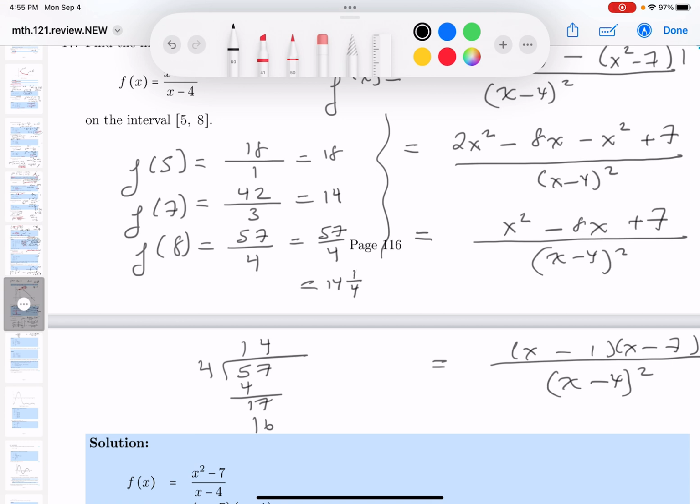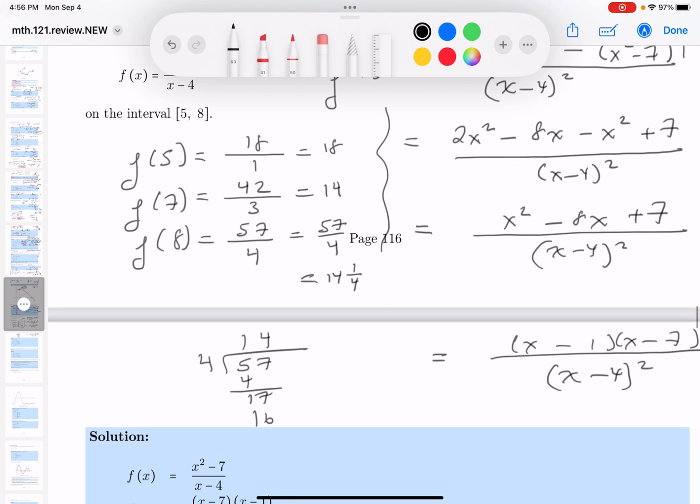All right? So what am I looking for? I'm looking for the maximum, and the maximum is clearly this one over here. I'm also looking for the minimum, and this is the minimum.